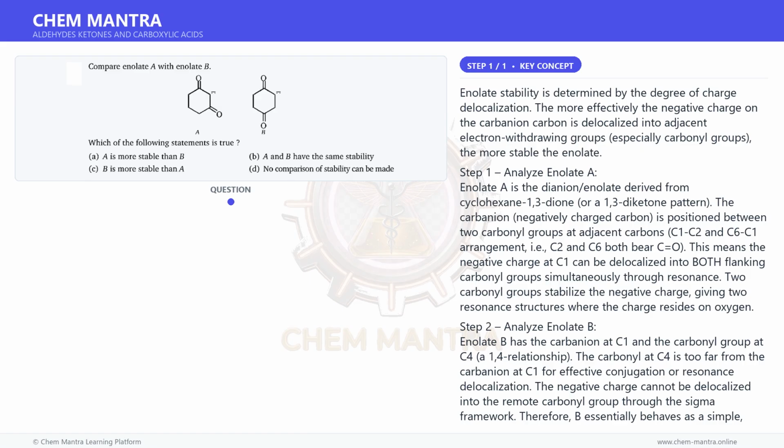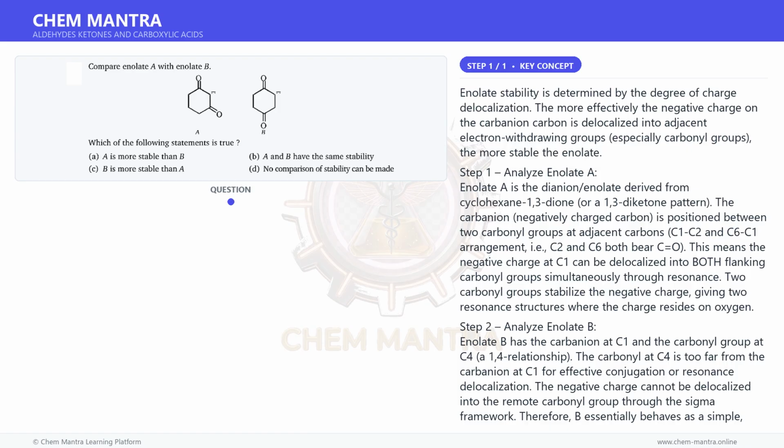This means the negative charge at C1 can be delocalized into both flanking carbonyl groups simultaneously through resonance. Two carbonyl groups stabilize the negative charge, giving two resonance structures where the charge resides on oxygen.